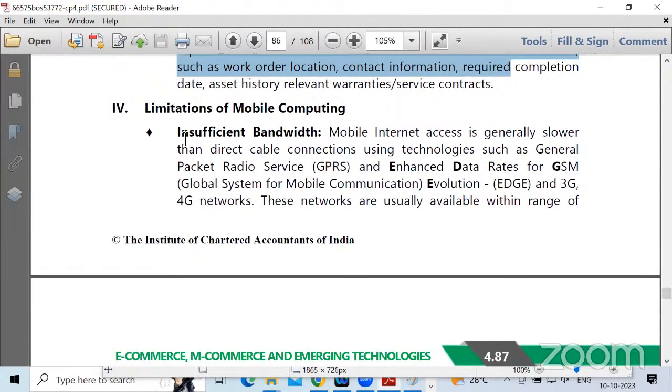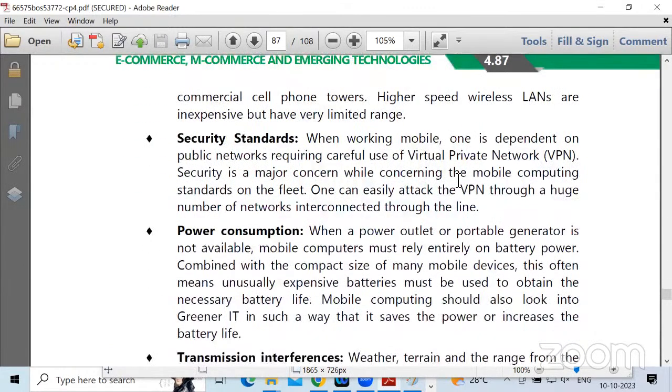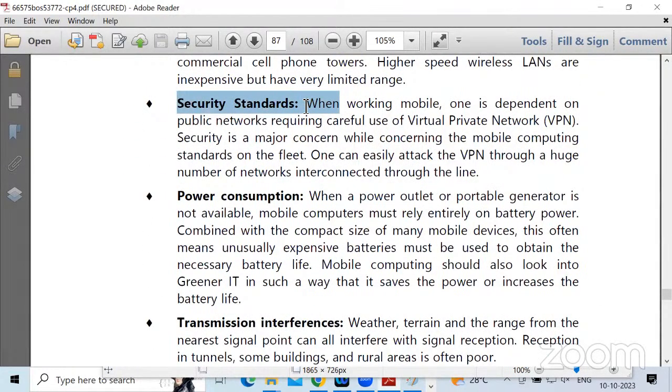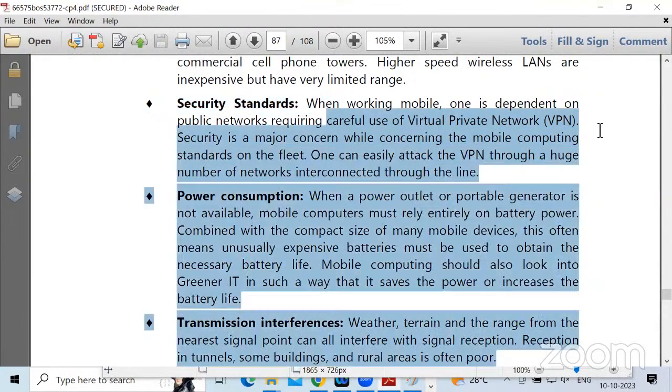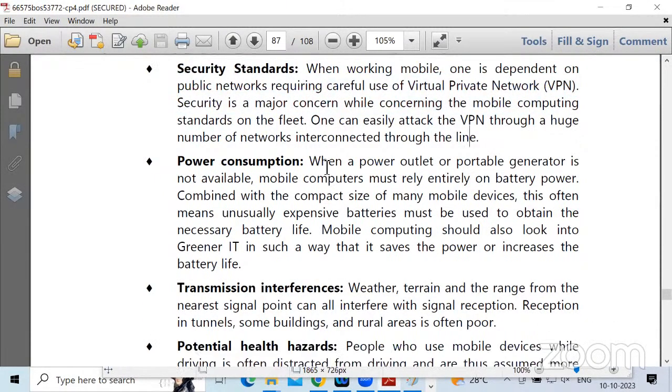The limitation: insufficient bandwidth. Many are coming in, so there is a possibility of lesser bandwidth. So they can go for Enhanced Data rates for GSM, Global System for Mobile communication, EDGE, Evolution, 3G, 4G. Nowadays, we are having 5G, so this has been overcome by 5G now. Security standards you have to enable because you are using VPN, virtual private network. We have seen what is VPN yesterday. So that is needed for secure transmission of communication.